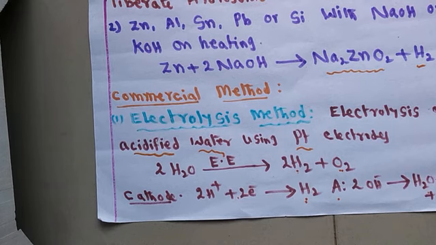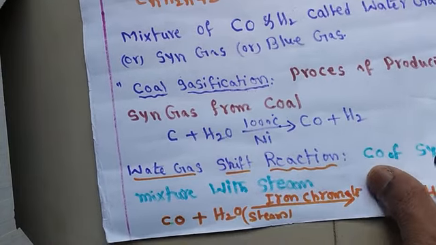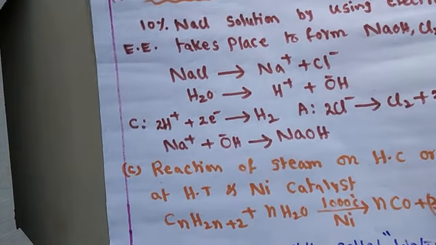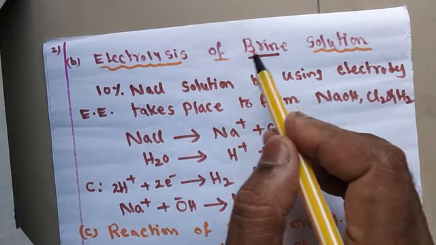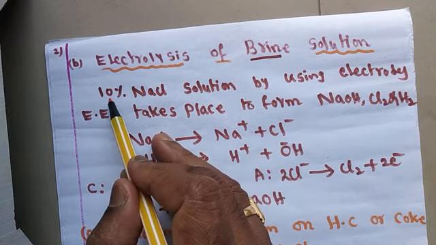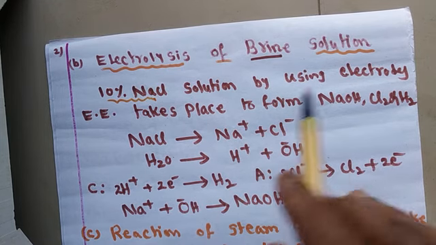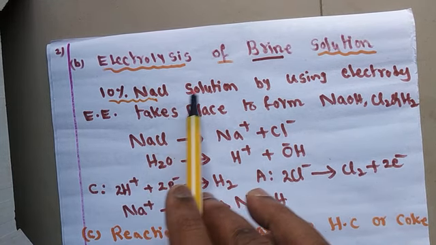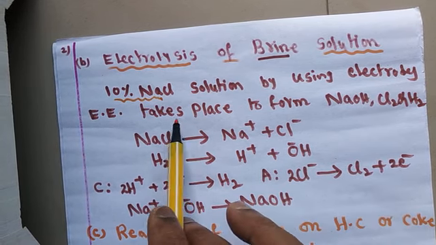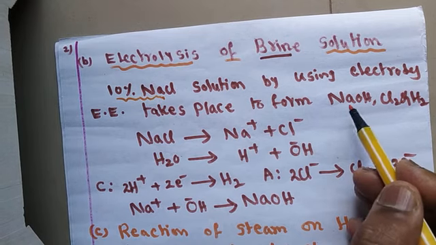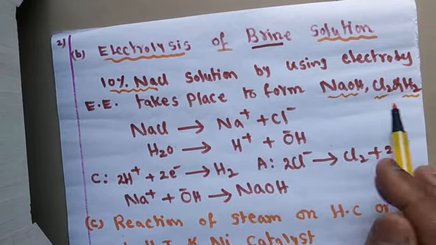And there is one more method, children. Another method is the electrolysis of brine solution. Brine solution is nothing but a 10% sodium chloride solution, children. Again here, sodium chloride solution acts as the electrolyte, passing electricity through electrodes. Then the products formed are sodium hydroxide, chlorine gas, and hydrogen. So three products are obtained, children.